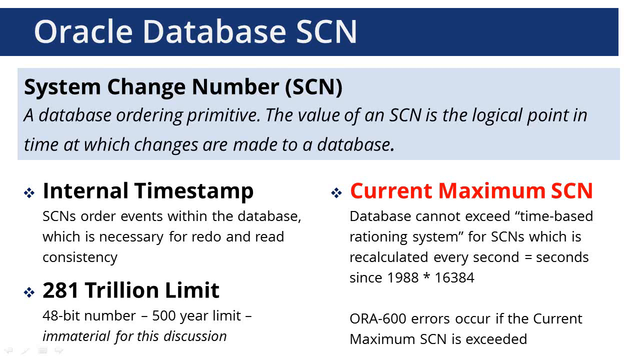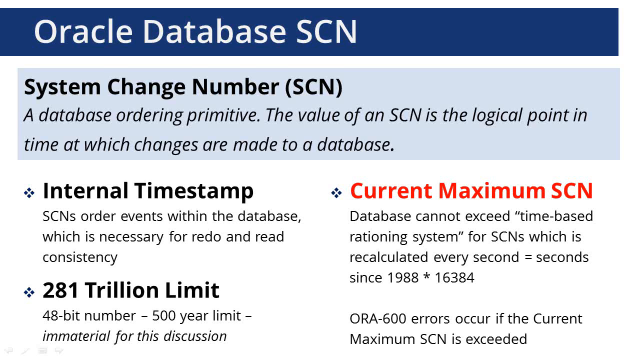What Oracle does, though, is they calculate a current maximum SCN. So every second the database is up, this maximum SCN number is incrementing. So you get 16,000 per second. It's very difficult for any database to be all out processing 16,000 transactions per second. And even in that case, a lot of transactions will get the same SCN number within the same second.